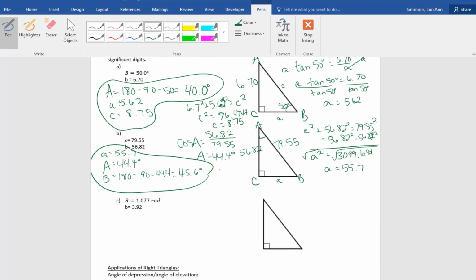And the next example. I'm going to write this as angle A, B, and C. This side is 3.92, and the angle is 1.077 radians.